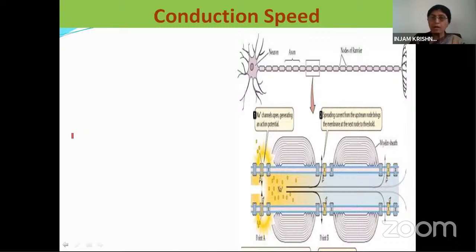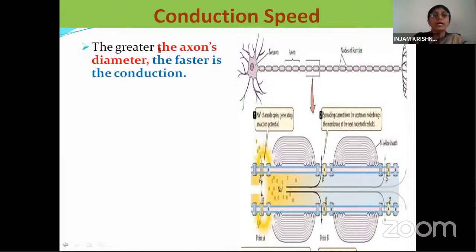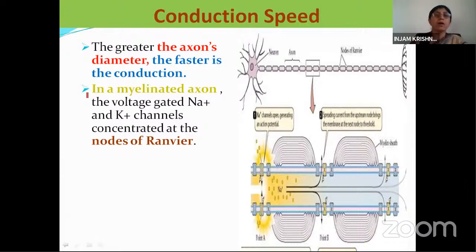Before that, I will say something about conduction speed. What is conduction? Conduction means transmission. Here, the greater the axon's diameter, the faster is the conduction. That means if the diameter is greater, it moves fast. It is very clear and very easy, all of you know.